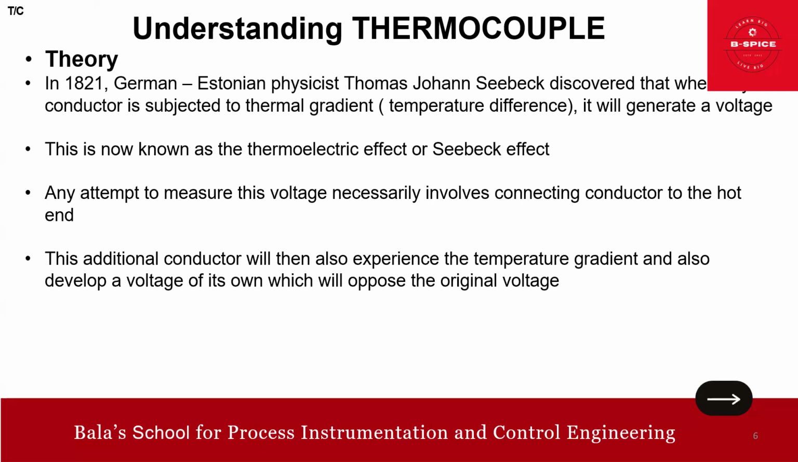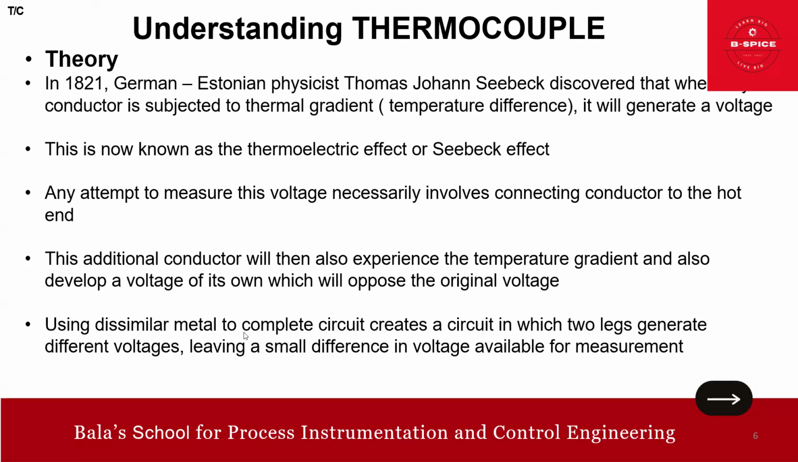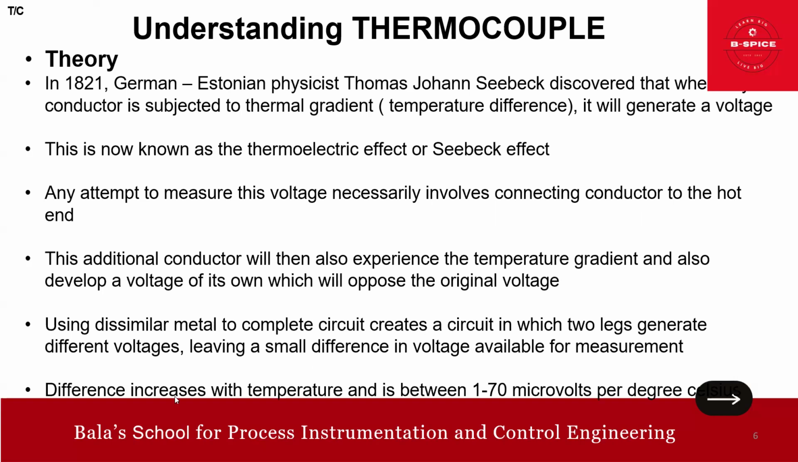Okay, one conductor, another conductor. So this additional conductor will also experience a temperature gradient and thus develop a voltage of its own, which will oppose the original voltage. So using a dissimilar metal to complete the circuit creates a circuit in which two legs generate different voltages. This is the point. It leaves a small difference in voltage available for measurement. So this is about the theory. The difference increases with the temperature and is between 1 to 70 microvolts per degree Celsius. Okay, friends, so this is about the theory.